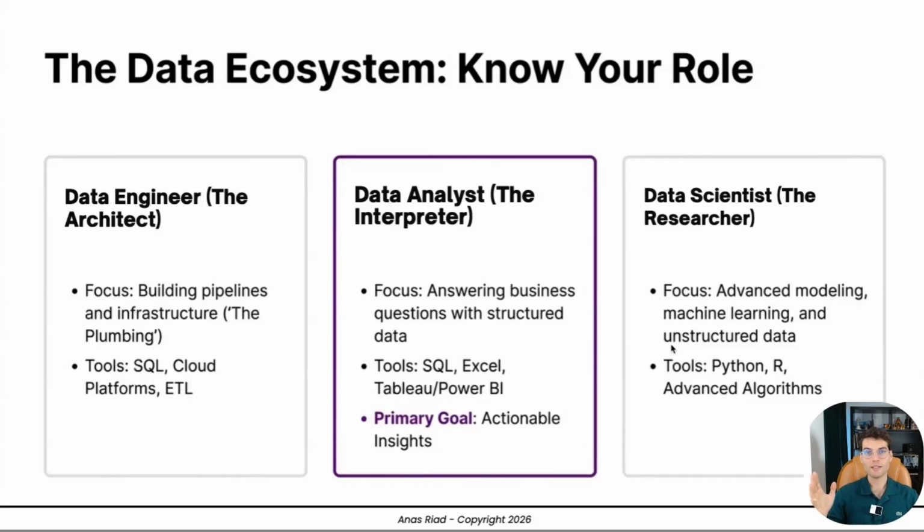Whilst data scientists are the researchers, they use historical data to try and make predictions using advanced modeling that can help us identify some patterns early or maybe categorize something. And this uses machine learning, deep learning, and also uses unstructured data. This can seem a little bit more advanced. It uses tools like Python, R, and advanced algorithms.